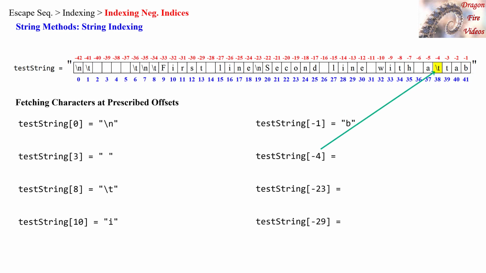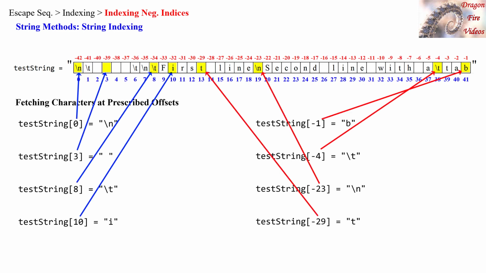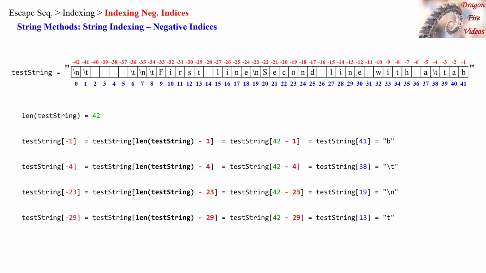Test string at location -4 is the tab character. Test string at -23 is the newline character \n. And finally, test string at -29 is the character T. And I'm doing this by referencing all the negative indices that I've overlaid on top of the string. Now let me illustrate another way in which we can do this without having to write down both sets of indices, positive and negative.